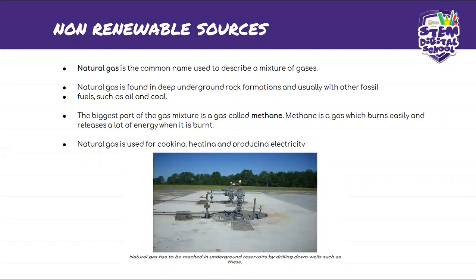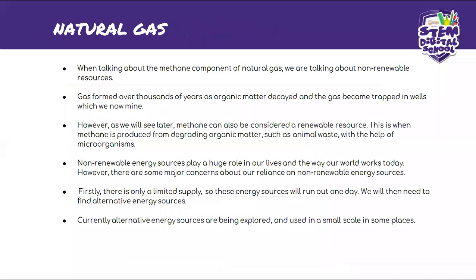So as I was saying, natural gas is used for cooking, heating, and producing electricity. And the picture you have there is a well that is rich in natural gas, and then it can be mined or drilled and sold to other people. Okay. Yeah, so let's continue. When talking about the methane component of natural gas, we are talking about what? Non-renewable resources. Gas formed over thousands of years as organic matter decays, and the gas became trapped in wells which we now mine, as we have seen in the previous slide.